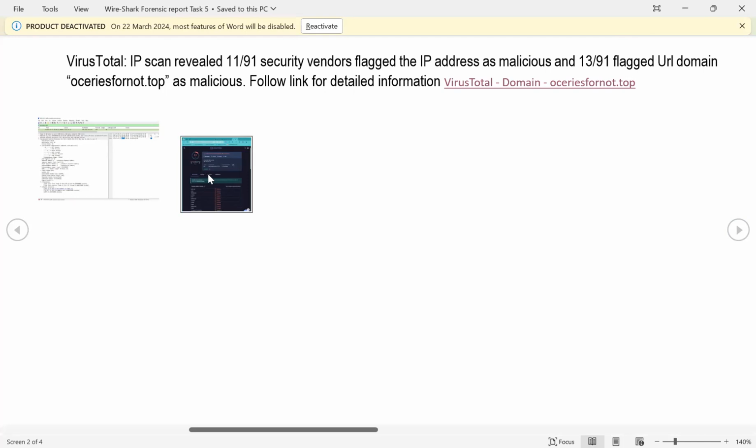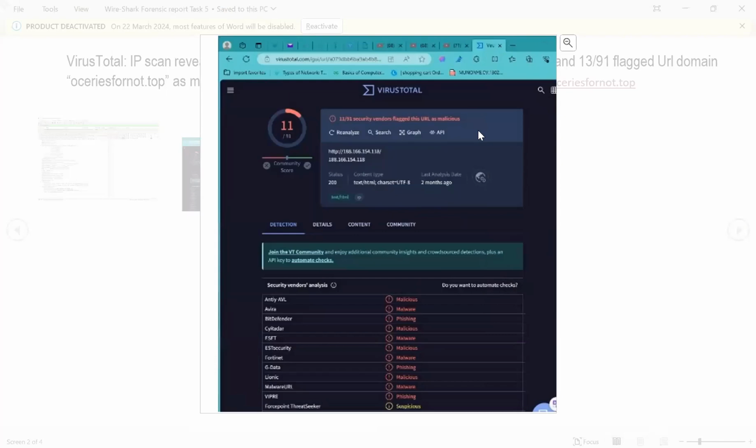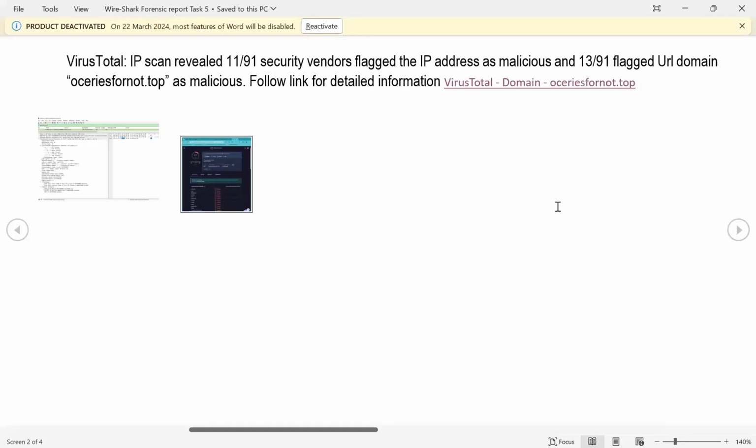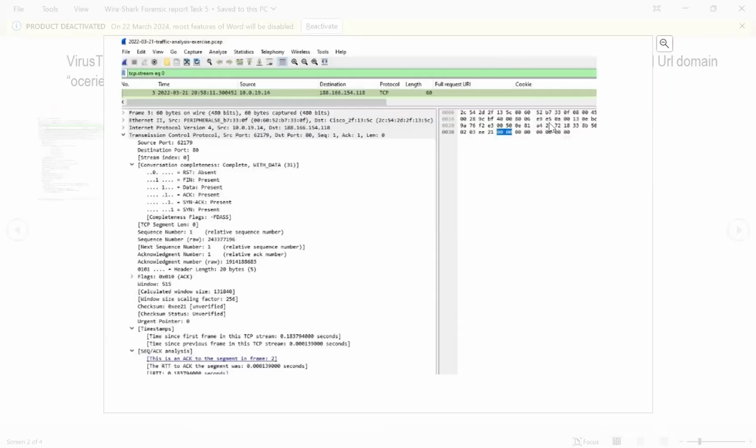Let me see if I can. Yeah. So can you see that? I'm not sure if it's very clear for you because it's a bit glitchy here. So that's the 11 out of 91. Yeah. And that's the IP address. And that is Wireshark.